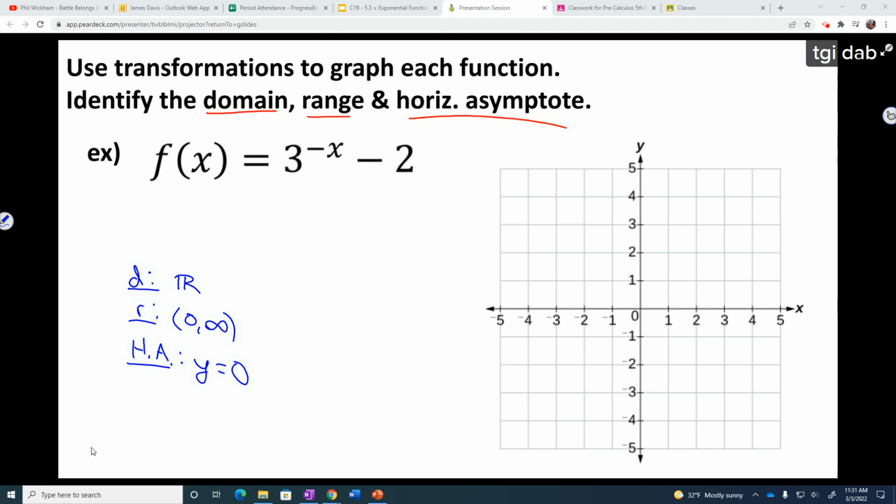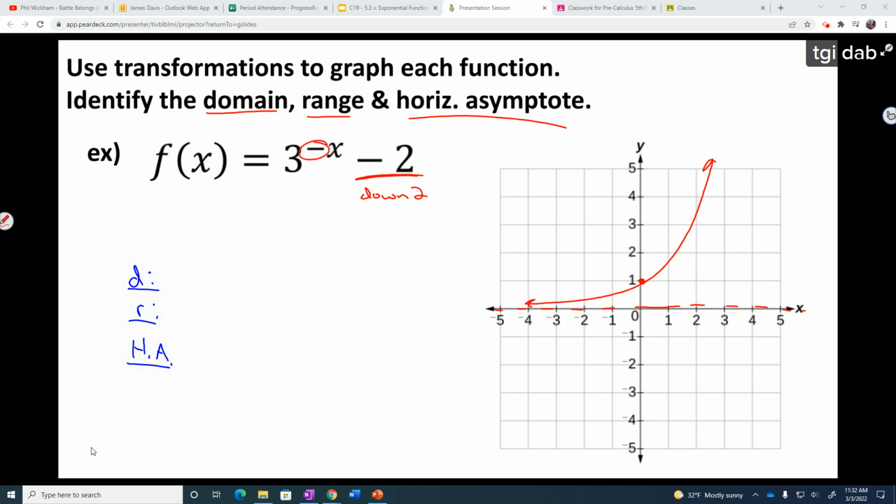All right, 3 to the negative x minus 2. So the parent function is going to be the exponential growth one because it's a 3. We're going to cross at 1. Our asymptote. Increasing. All right, now our two things: this one's going to be down 2.